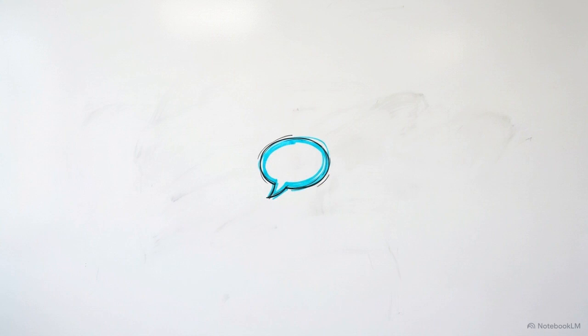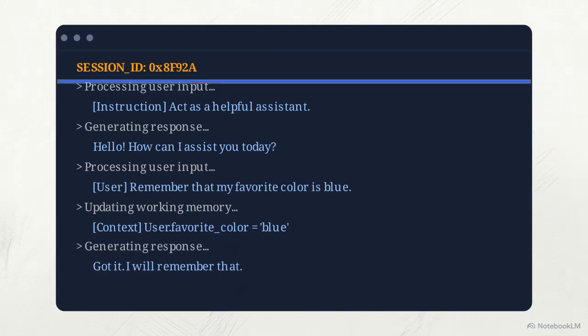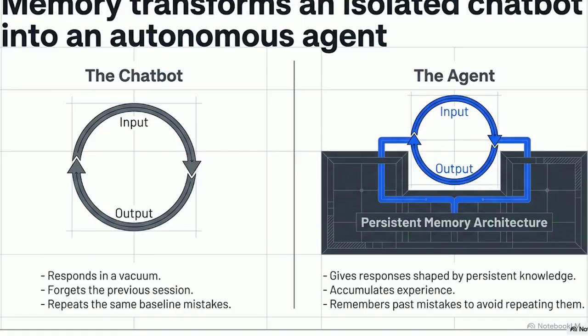Standard conversational AI has a significant limitation. It operates entirely in a vacuum. The moment a session ends, the system instantly forgets the interaction, wiping the slate clean for the next user. Here, we see a diagram comparing that isolated chatbot cycle to an autonomous agent.